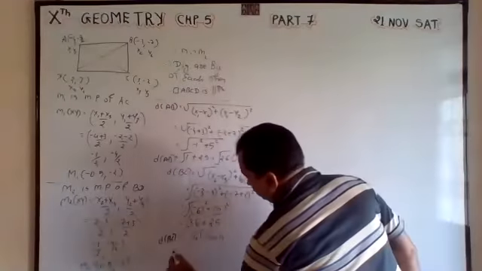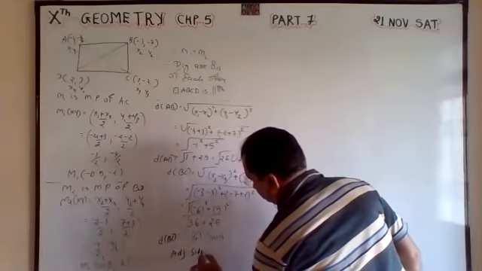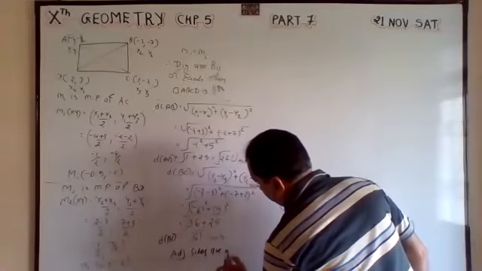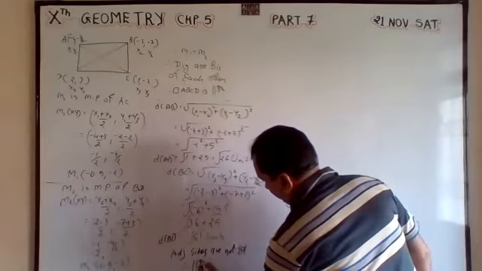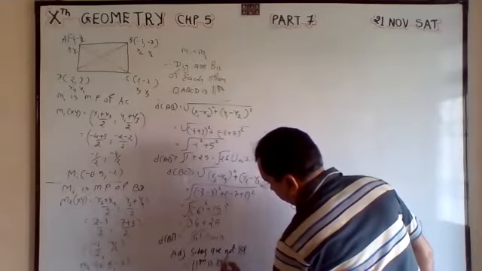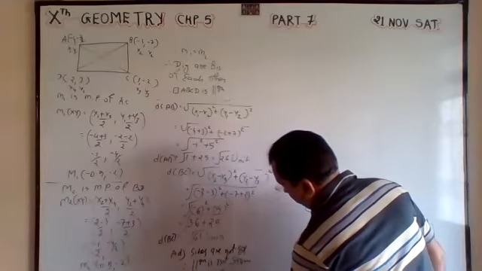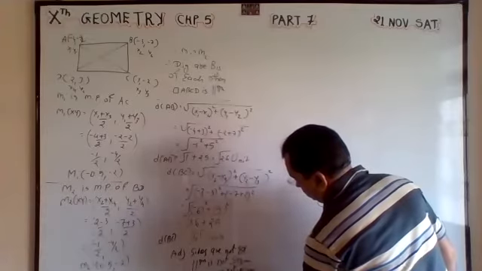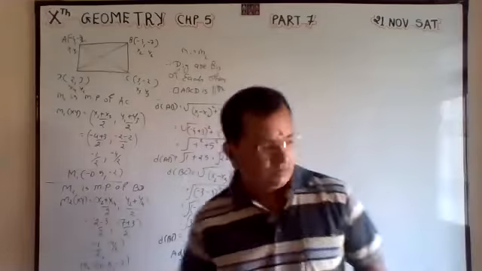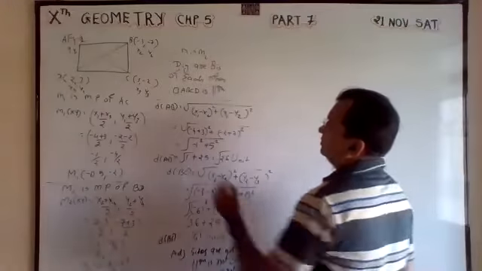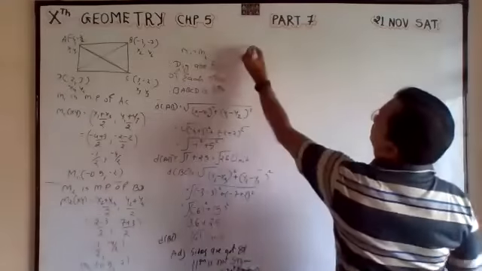Correct. So adjacent sides are not equal. Therefore, the parallelogram is not a square or a rhombus. Now take this one, AC.